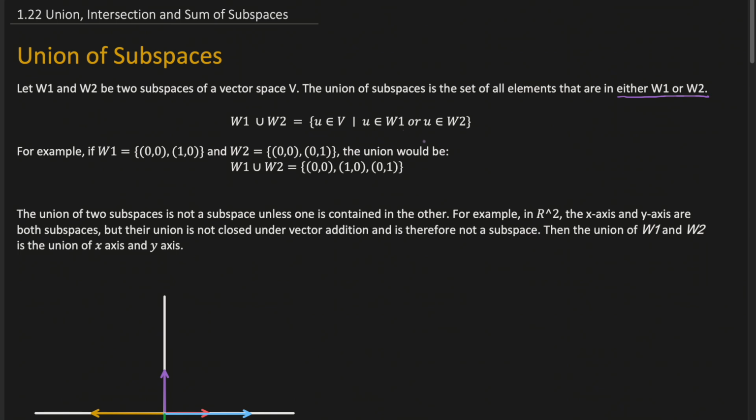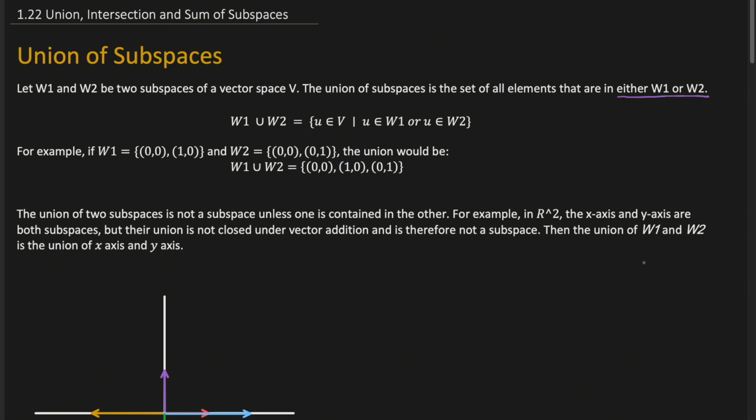Also, the union of subspaces is not guaranteed to be a subspace. For example, if I take these two subspaces W1 and W2, it is not compulsory that their union is going to be a subspace. It can be a subspace, or it cannot. It will be a subspace if and only if one of the subspaces is contained in the other.